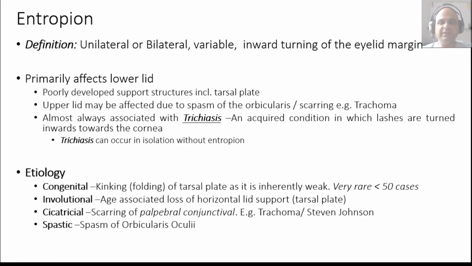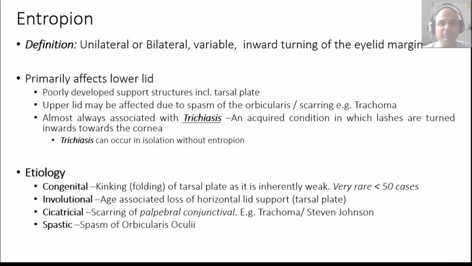The etiology is somewhat similar to an ectropion, but we are just reversing all of the pathological changes. So for congenital, we have a tarsal plate that's so weak that it simply kinks or folds. I'll show you some pictures as to how that appears, but this is a very rare condition. The last literature I read has less than 50 reported cases.